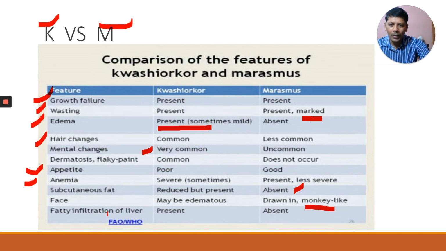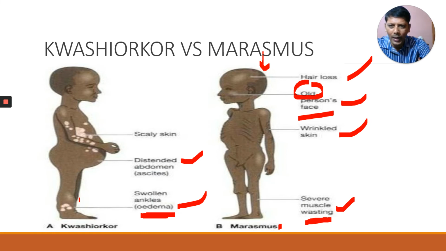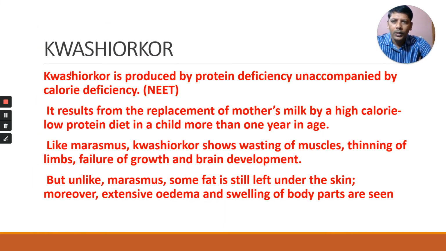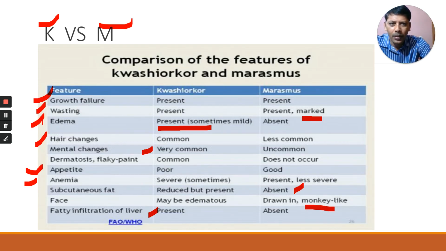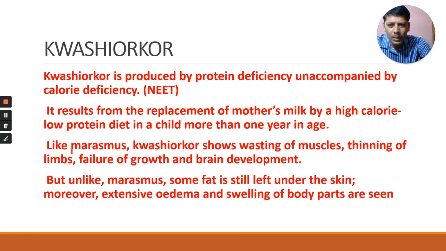Next one, fatty infiltration of liver is present here. That means the liver also becomes a fatty liver here. Okay, next one is Kwashiorkor. These points are given in the NCERT textbook. This is not given in your textbook. And come to this one. These points are given in your NCERT book.